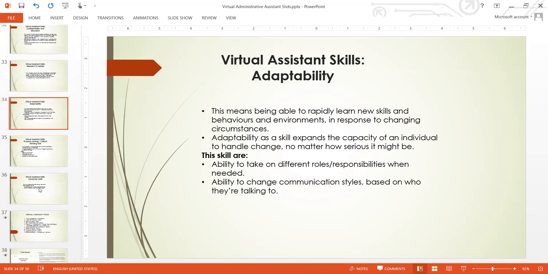Then, as a virtual assistant, there's a need for adaptability. This means being able to rapidly learn new skills and behaviors in the environment, and respond to changing circumstances, changing environment. As a virtual assistant, you'll be meeting a lot of people. And there is a need for this because you will be supporting your client in so many areas. So you must be able to adapt to changes, new environments, learn to respond to different situations differently.